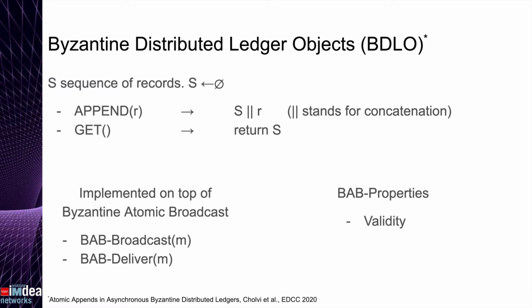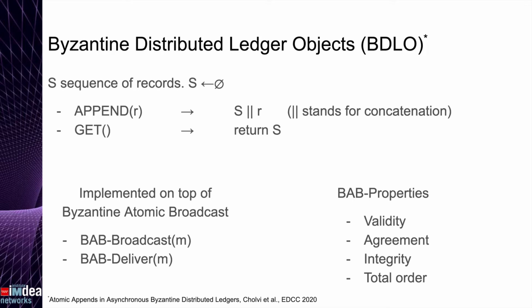The validity, that says that each broadcaster's message is delivered also to the broadcaster. Agreement, that if a message is delivered at a server, it is eventually delivered to all servers. Integrity, messages are delivered at most once and only if they have been broadcasted before. And the total order property, that ensures that messages are delivered in the exact same order to all servers.